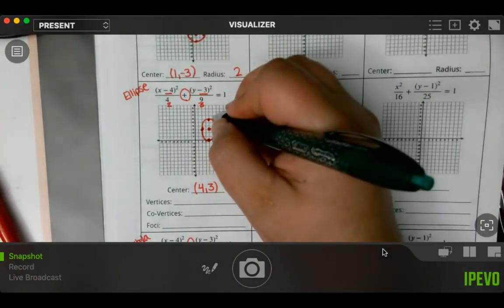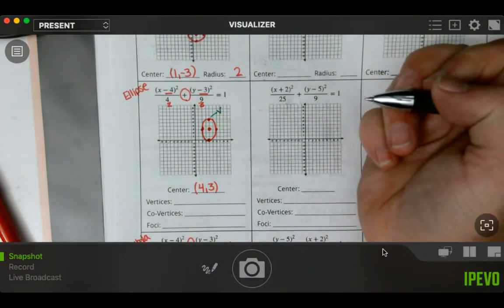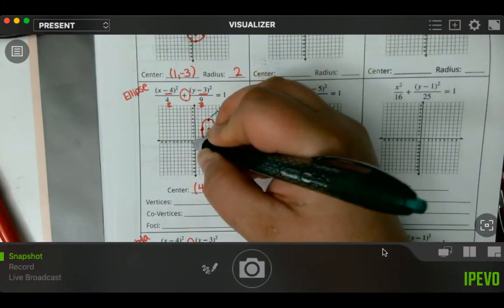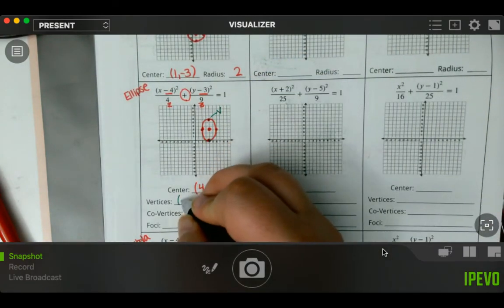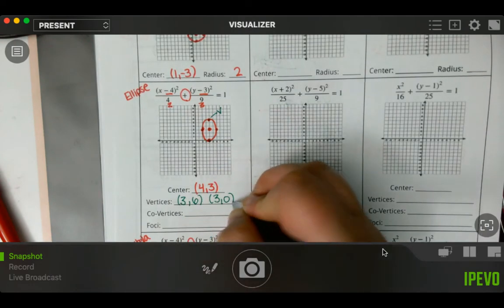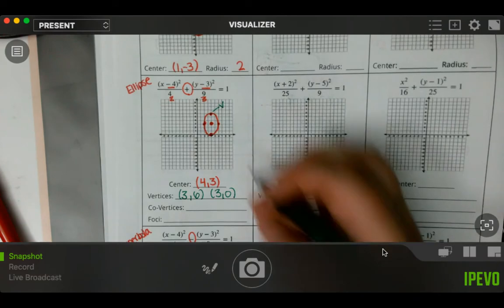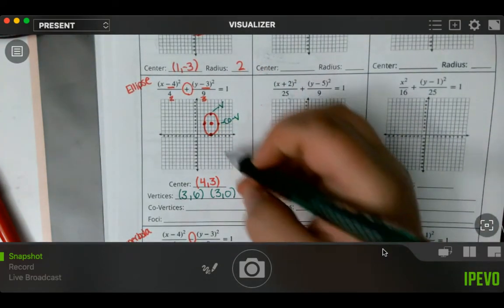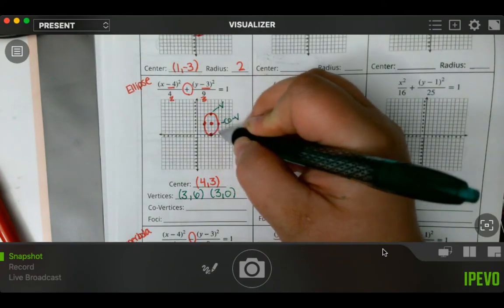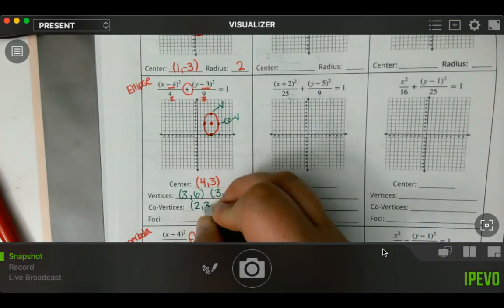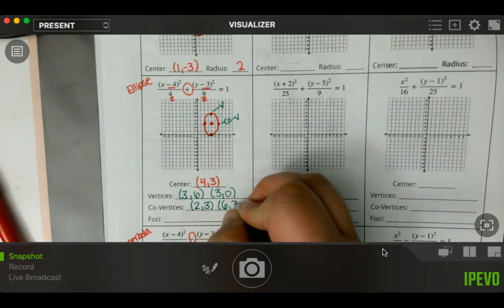Whichever one is longer, these are the vertices. So that's over 3 up 6 and over 3 up 0. So 3, 6 and 3, 0. The shorter one on an ellipse is the co-vertices, which is over 2 up 3 and over 6 up 3. So 2, 3 and 6, 3.